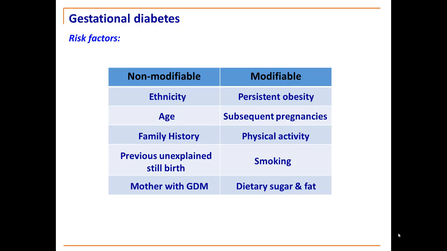Just being overweight, a BMI of 25 to 29, increases the risk of gestational diabetes just over twofold. Being obese, that's a BMI of 30 to 34, increases it by 3.5 to fourfold. And being morbidly obese, which is a BMI greater than 35, increases that risk somewhere between 8 and 10 times. So that's a significant increase in gestational diabetes mellitus risk. Other modifiable risk factors include subsequent pregnancies, though you don't have to get pregnant, obviously. Physical activity, how much exercise, how active are you? Smoking, and your diet, so sugar and fat levels, for example.